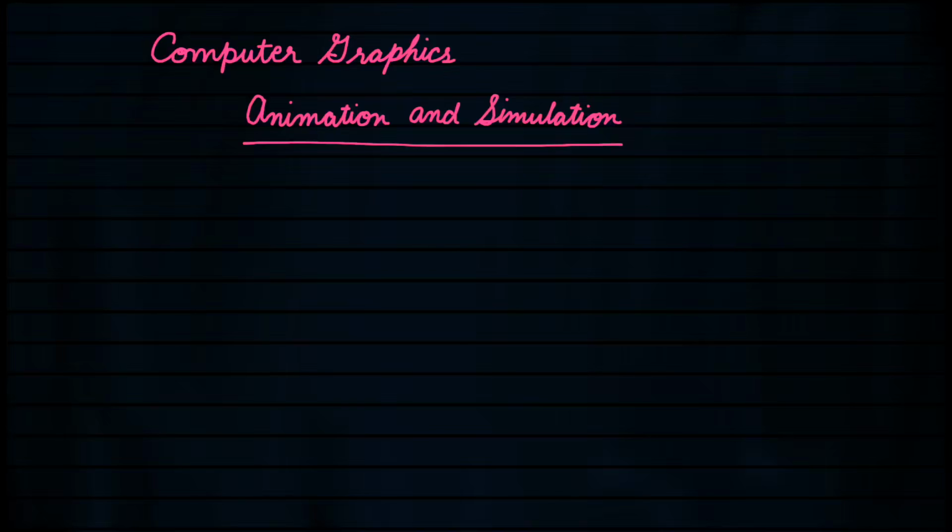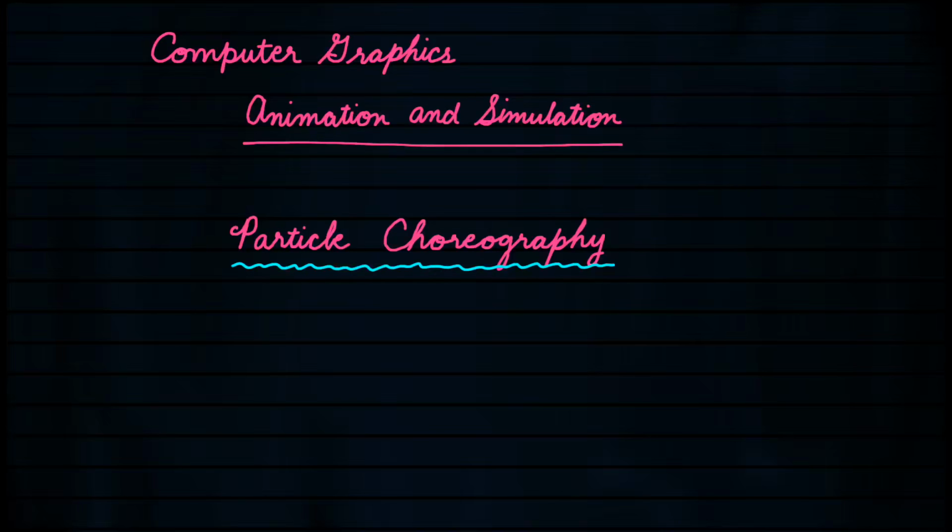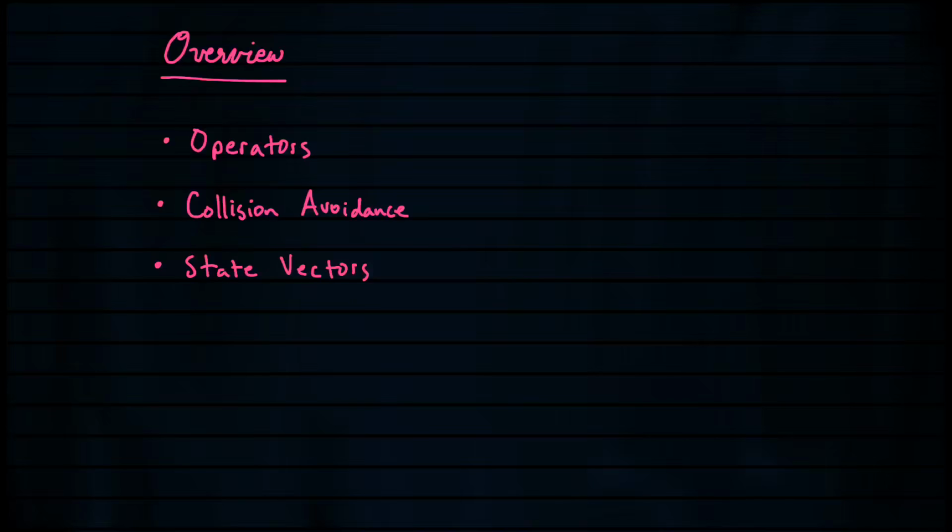In this video, we're going to talk about particle choreography. To begin with, we're going to talk about operators, what they are, and how they refer to particle choreography. Then we're going to talk about collision avoidance. Next, state vectors, and finally, flocking.